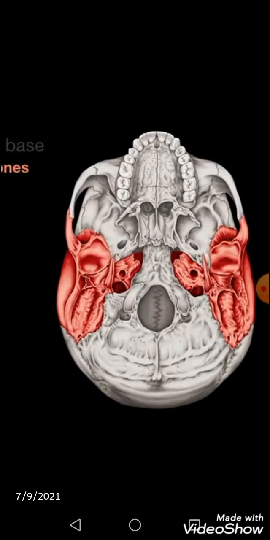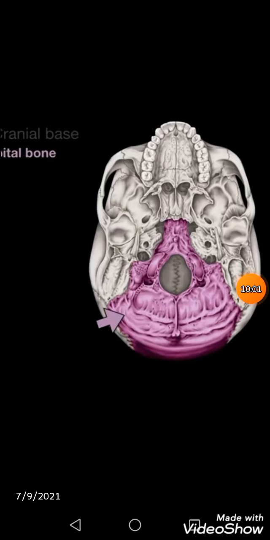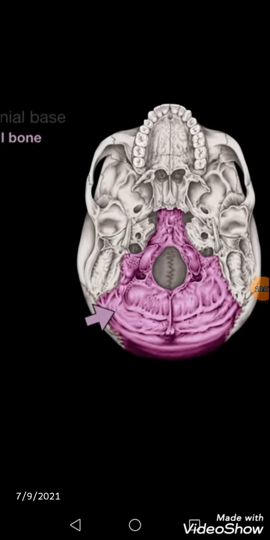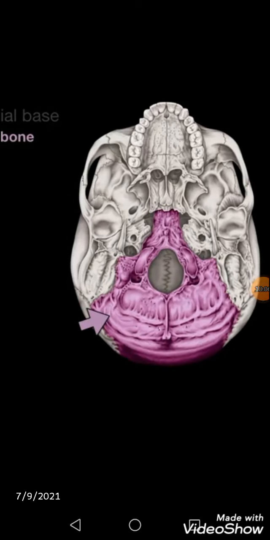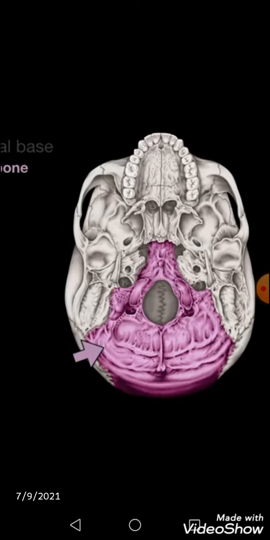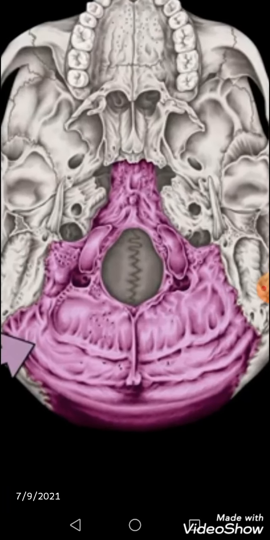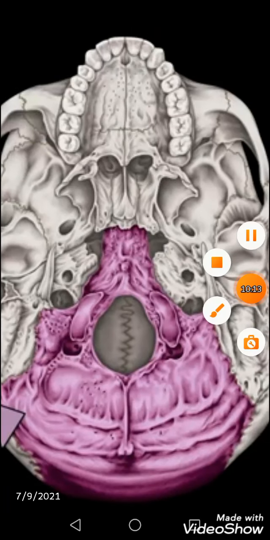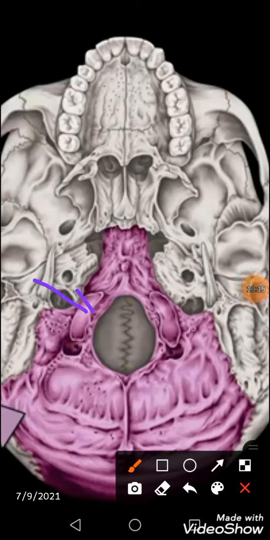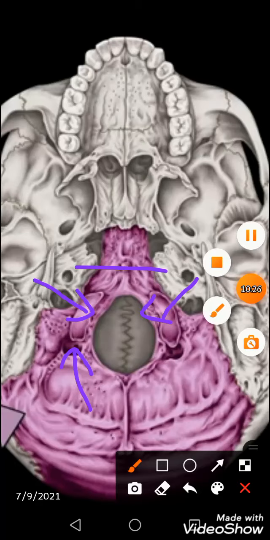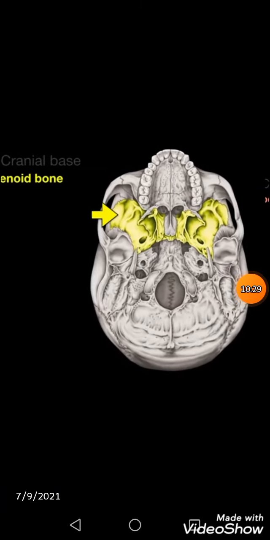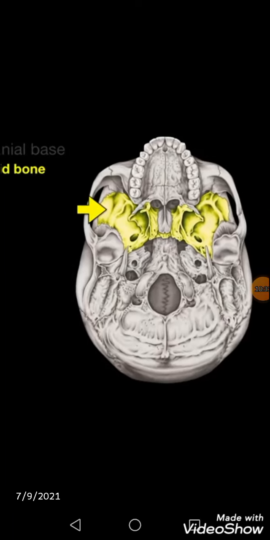Now see the contribution from the occipital bone, how it is present most posteriorly, covering the sides of your foramen magnum, and they are supposed to form the condyles, which are called occipital condyles, and there lies the condylar canal, right? And they are supposed to take part in this basi-occiput, right? Now see this sphenoid bone, like a bat wing appearance. You can see where it lies.